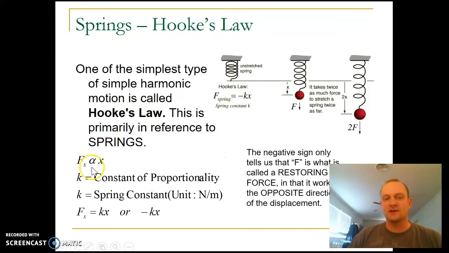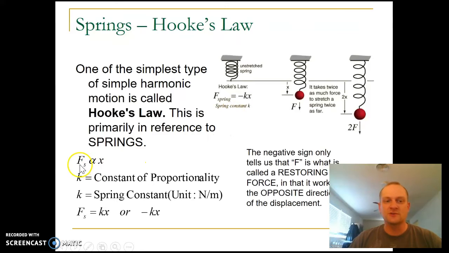So in this case, Hooke's law says that those two things are directly proportional. If I pull a spring down with some force F, it's going to stretch that spring by some distance x. And if I pull with twice that amount of force, I'm going to stretch it twice as far. That's really what Hooke's law says.